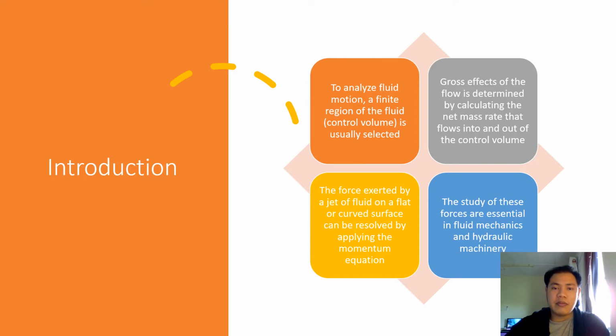To analyze fluid motion, a finite region of the fluid, also known as a control volume, is usually selected. The gross effects of the flow are determined by calculating the net mass rate that flows into and out of the control volume. The force exerted by a jet of fluid on a flat or curved surface can be resolved by applying the momentum equation. The study of these forces is essential in fluid mechanics and hydraulic machinery.